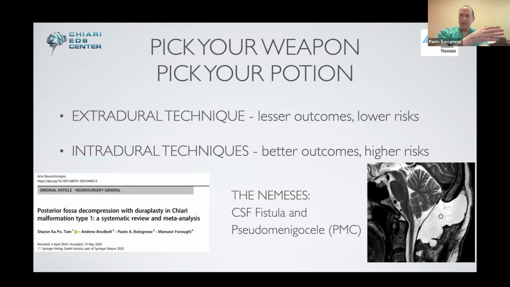So with extradural techniques, you have reliable outcomes. They're not phenomenal, but it's a reliable product, and you have lower risks of messing with cerebrospinal fluid leakages and complications. On the other end, the intradural techniques have better outcomes, but you have a higher risk of complications. And when we say complications, the paradigm, the big problem, the dragon that you have to fight, is the cerebrospinal fluid leakage, which can come out of the skin, the fistula, or can be confined within the soft tissue outside of the dura. It's called pseudomeningocele.